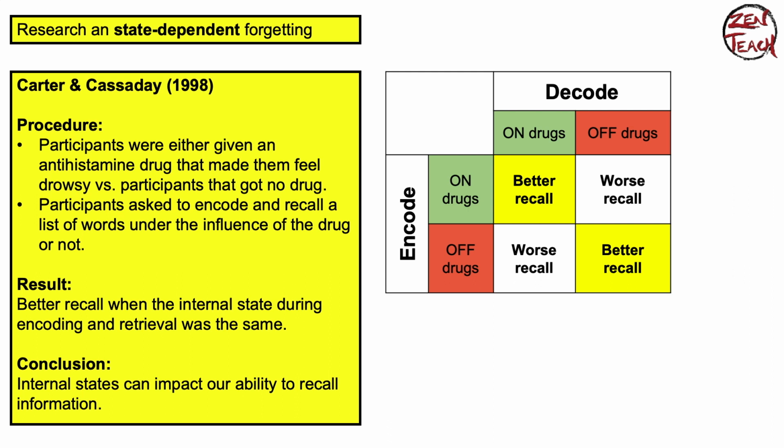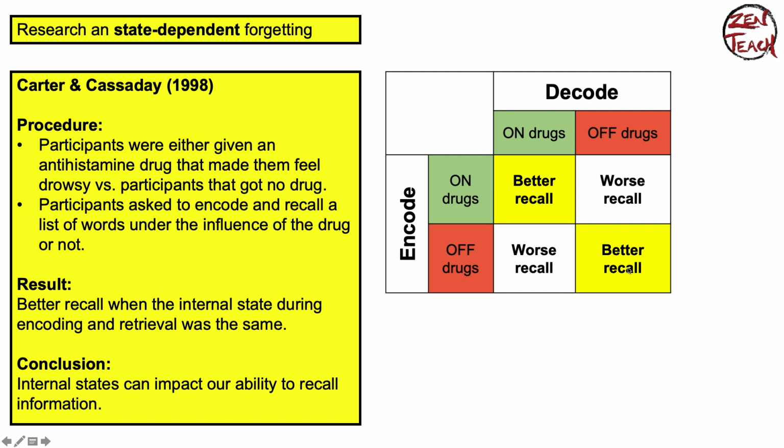And so when you learn the word list on drugs and then you decode or you retrieve the information on drugs as well, you have a better performance than when you mix it up. Say, learning the word list on drugs and then trying to recall the word list off drugs. Okay? And the beauty about this is that it's mirrored. So when you study the word list, when you encode it off drugs, and when you decode it and you retrieve it off drugs as well, the recall again is better.